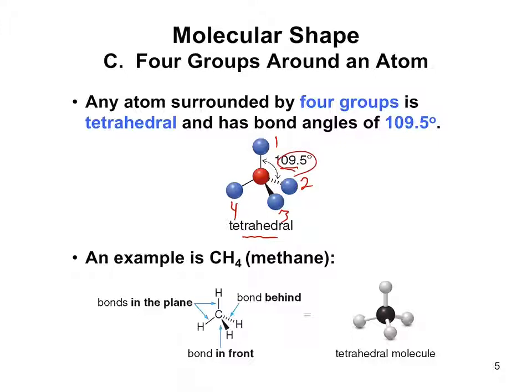And we can look at methane as our example. So again, if you drew the Lewis structure, you'd have this structure you see down here. And there's, again, 1, 2, 3, 4 groups around carbon. And so that's what we mean when we say we have a tetrahedral shape with a 109.5 degree angle.